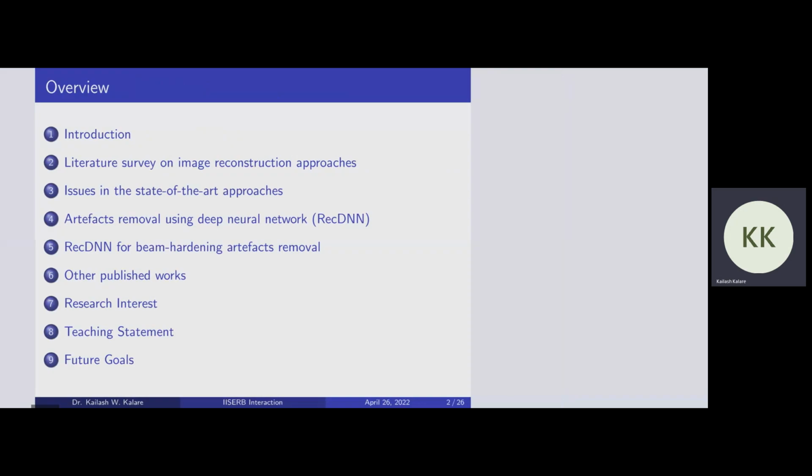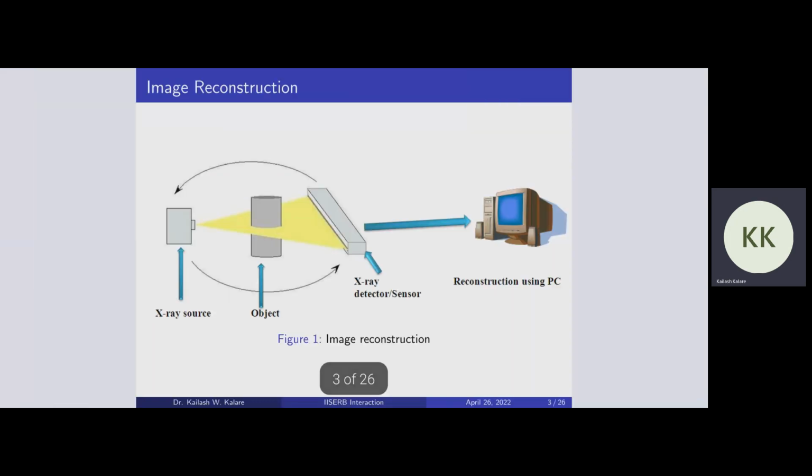In this presentation, I would like to introduce the image reconstruction problem. Here we might come across different types of machines like CT machines, MRI machines, and PETs. Basically, these machines have two main components. One is called the X-ray source, and the other one is the X-ray detector or sensor. Image reconstruction is used in various applications such as industrial applications as well as health applications.